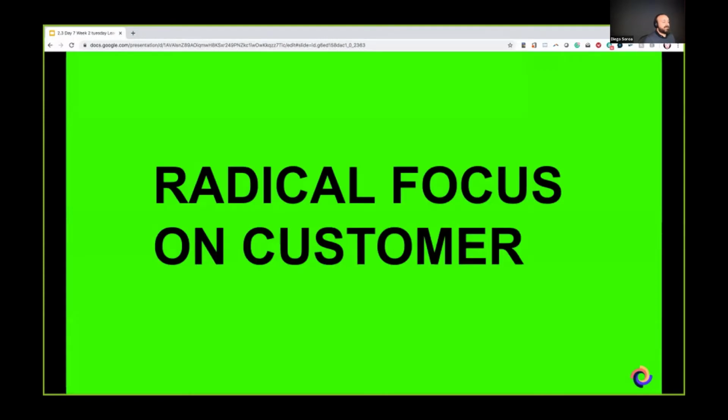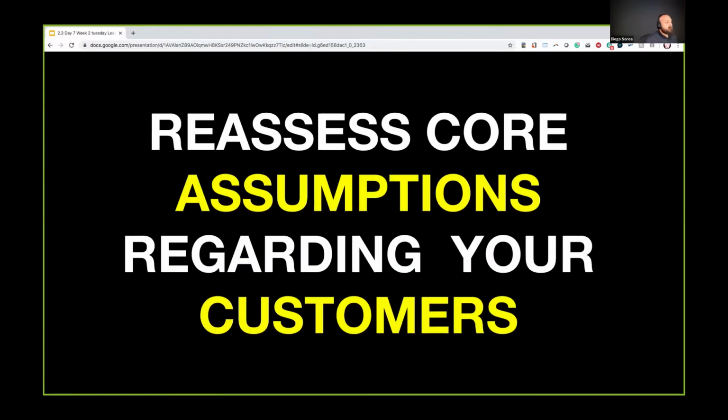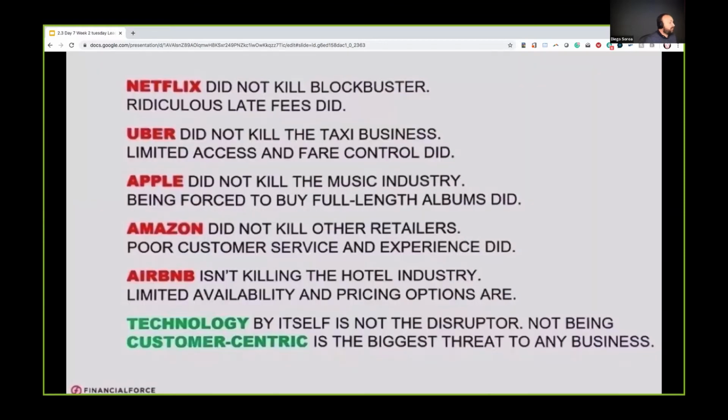Everybody today is customer-centric, but I would say that is not necessarily true. We talk about ourselves being customer-centric, but we are not ready to revisit some fundamental assumptions regarding our customers. I'm going to give you some examples that all of you have heard of. Netflix did not kill Blockbuster, ridiculous late fees did. Uber did not kill the taxi business, limited access and fare control did. Apple did not kill the music industry, being forced to buy full-length albums did.